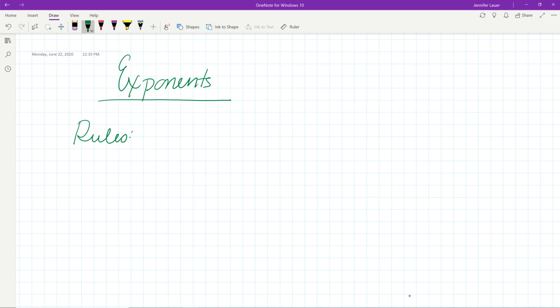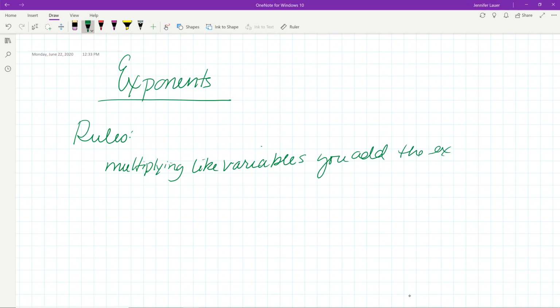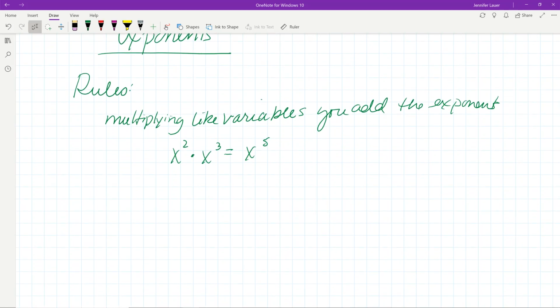First of all, whenever you are adding, actually not adding, when you are multiplying like variables, you add the exponents. So for instance, if we had x squared times x to the third, we would have x to the fifth. That's rule number one.